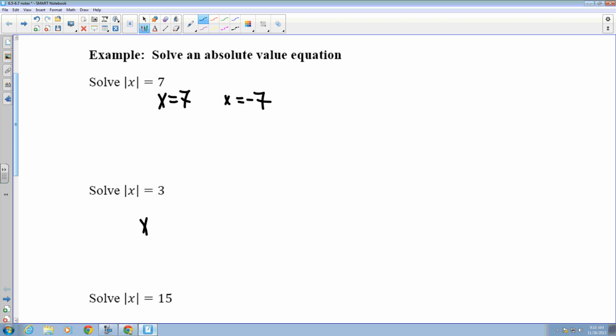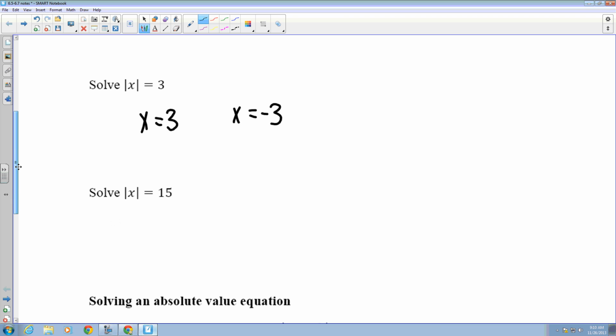So we're going to have x equals 3 and x equals negative 3. Same thing goes for the next one. x equals 15 and x equals negative 15.